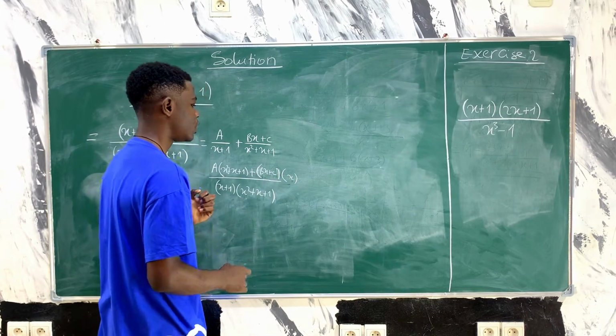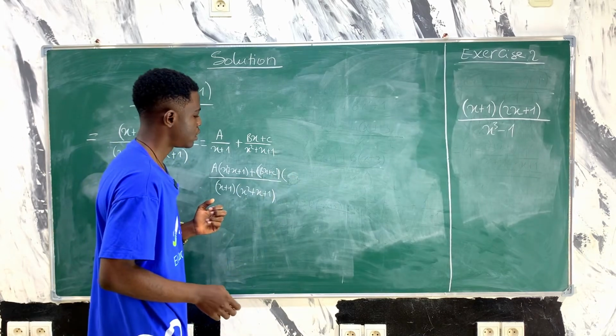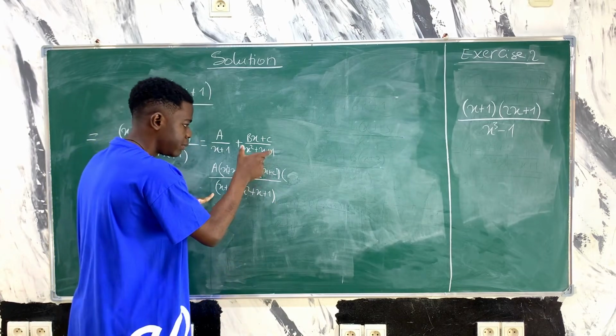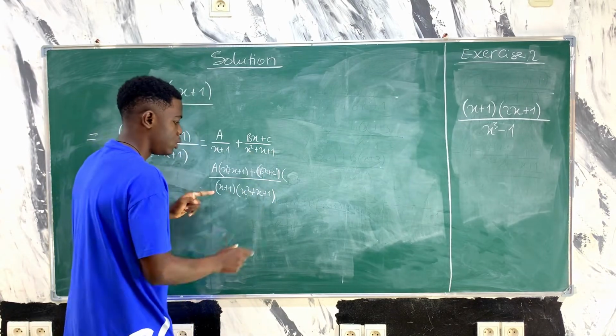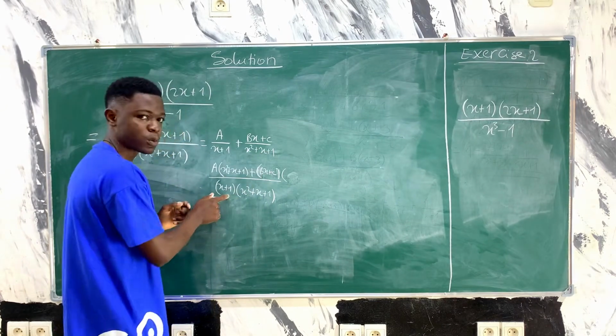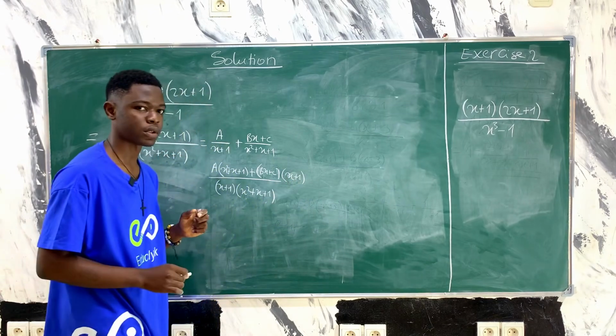So we have bx plus c. What do we have inside the bracket? We will have all of this denominator divided by this. When we divide all of this by this, we see that this and this cancel, and we will be left with x plus 1. So we write x plus 1.